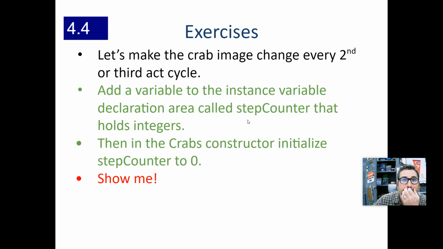All right, let's make the crab image change. Okay, so you should do that. I'm not going to show you that code. You do it on your own. Let's make the crab image change every second or third act cycle. Add an instance variable declaration, stepCounter. Then in the crab's constructor, initialize the stepCounter to 0.